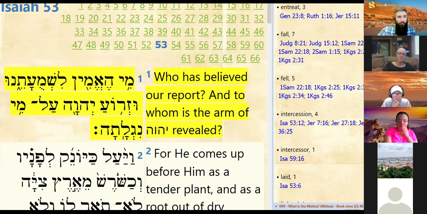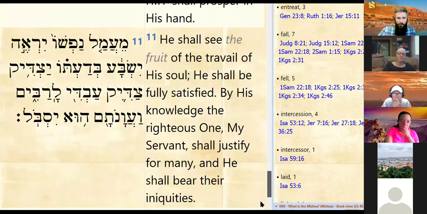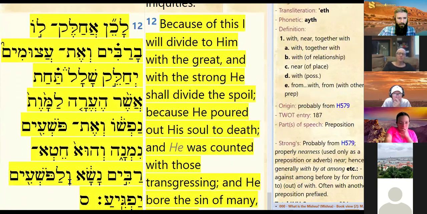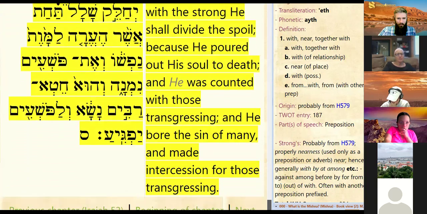Mm-hmm. Wait a second. Where's 12? Isn't there a verse 12? Yeah, right here. That's the one we were using. This is the other one. No. Here it is. Yafgia. For the transgressors, yafgia, he did the action of the Hifil of paga, which it says made intercession, which is what we saw with the scroll and the king. Cool. Okay.